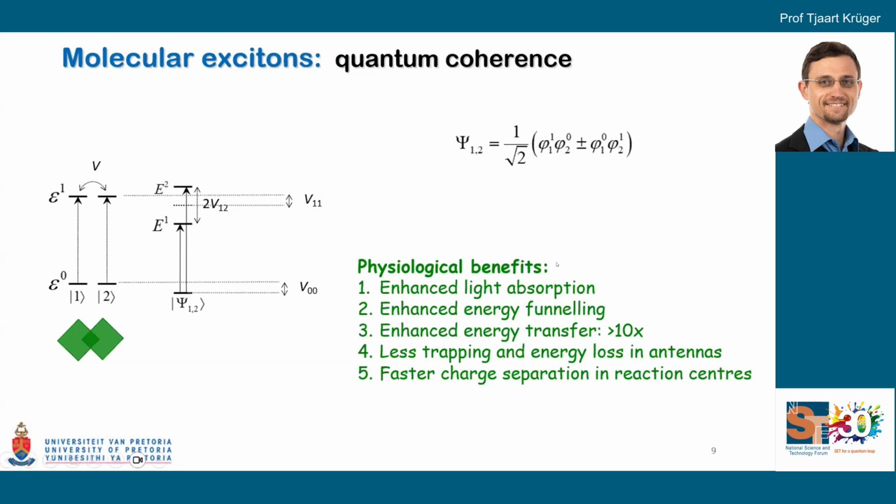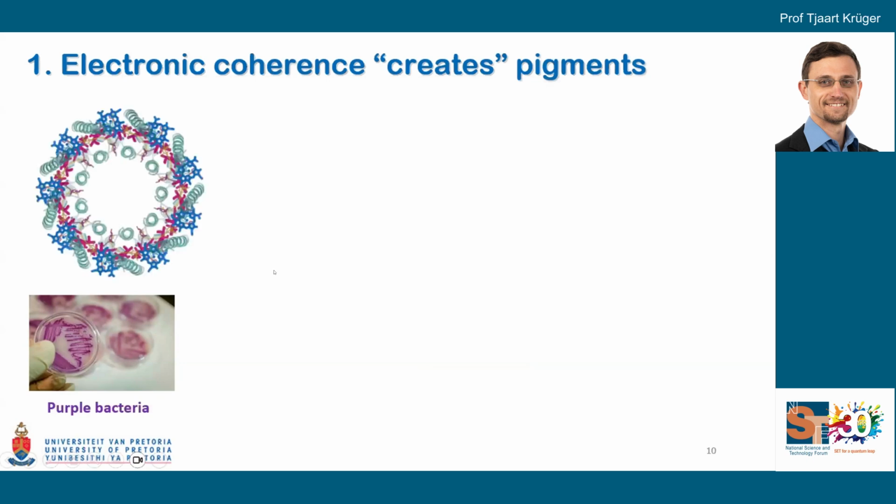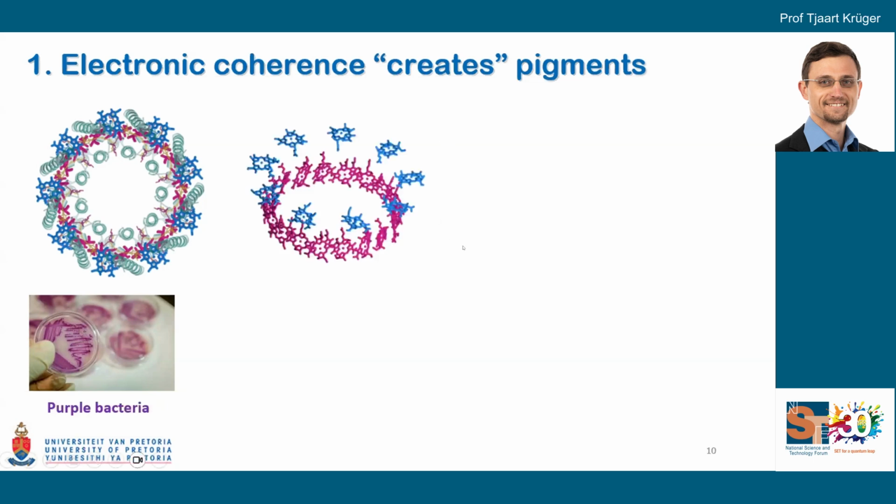Let me show you an example from purple bacteria. That is a type of bacteria that lives in water, and the main light harvesting complex has this beautiful concentric symmetry of the different pigments and proteins that are used. If we take away the protein, this is what remains. So 2 concentric rings of pigments, very similar to the chlorophylls that we get in plants.